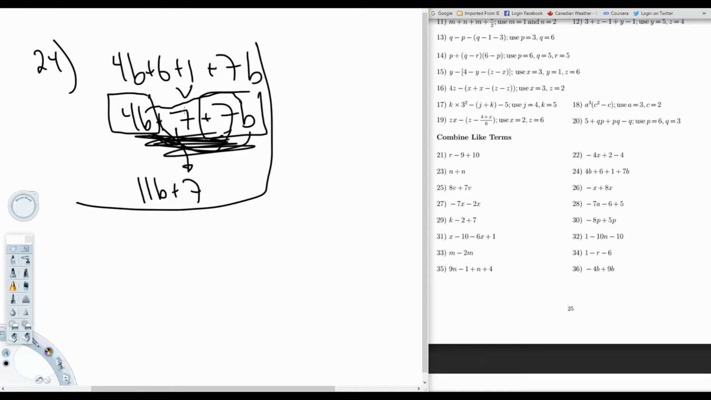Next item up for bid on The Price is Right is number 25. Number 25.